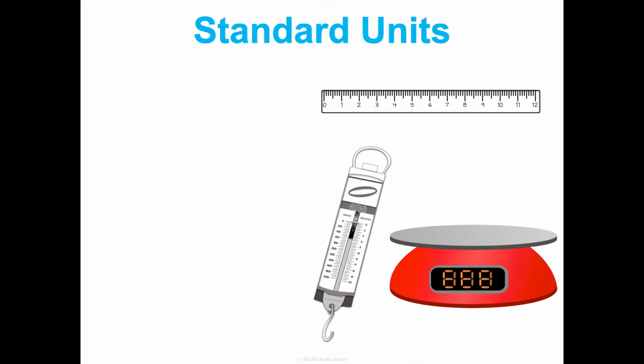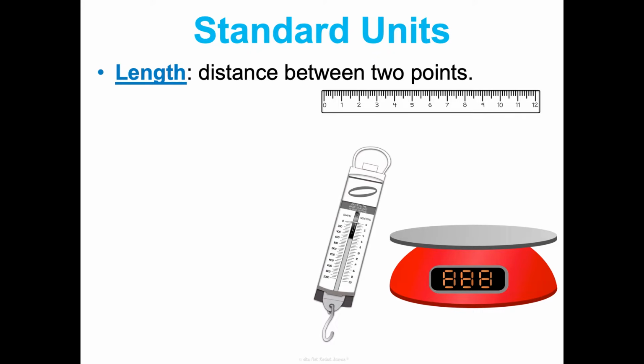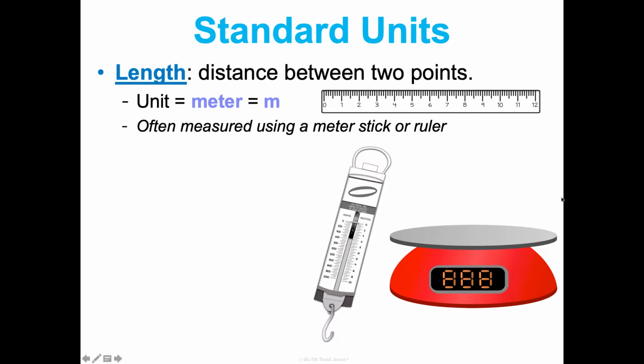Okay, but let's talk about those standard SI units. So length is a measurement we will be making in lab a lot. It's the distance between 2 points. You're going to use a ruler or a meter stick or something to do it. And the standard SI unit for length is the meter, which is abbreviated with an M. So that's a unit that you're going to need to know and we'll be using a lot.